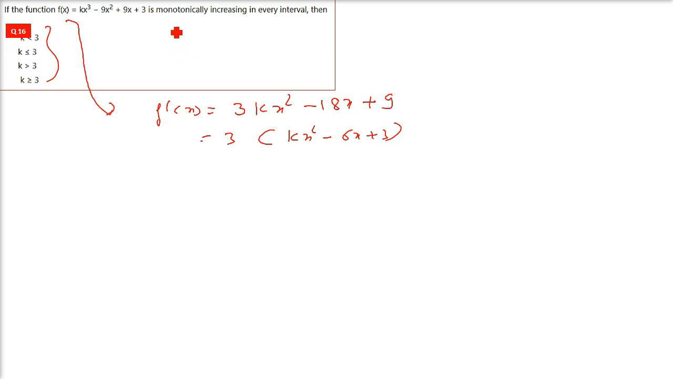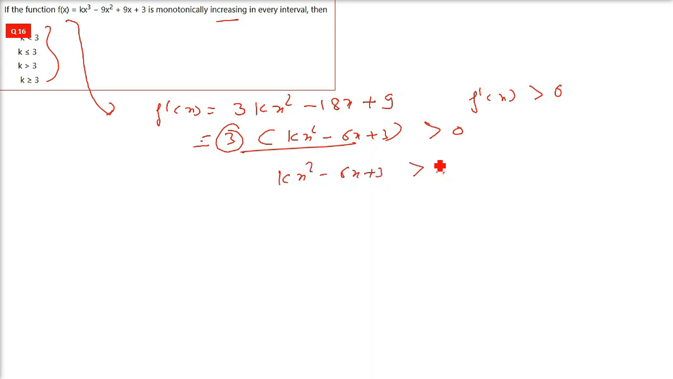Okay. Monotonically increasing means what? f dash x should be greater than 0. This whole should be greater than 0. 3 cannot be less than 0 or greater than 0. It is a constant. It is already greater than 0. So kx square minus 6x plus 3 should be greater than 0. Okay. Since the value is not given, here we'll use the concept of the determinant.